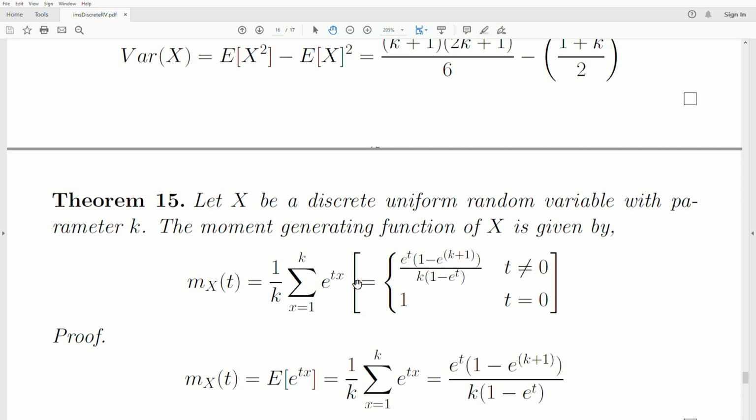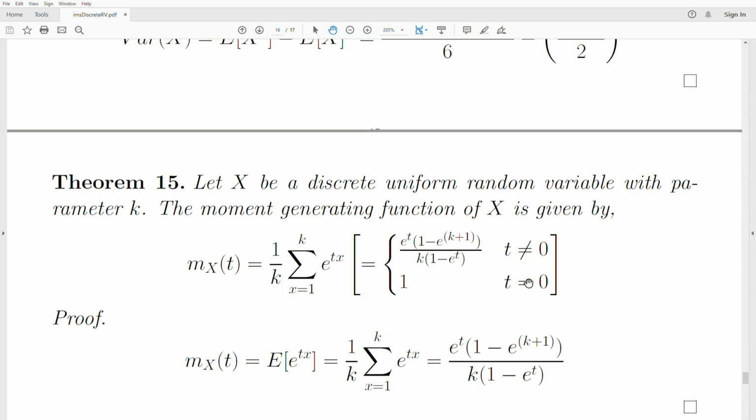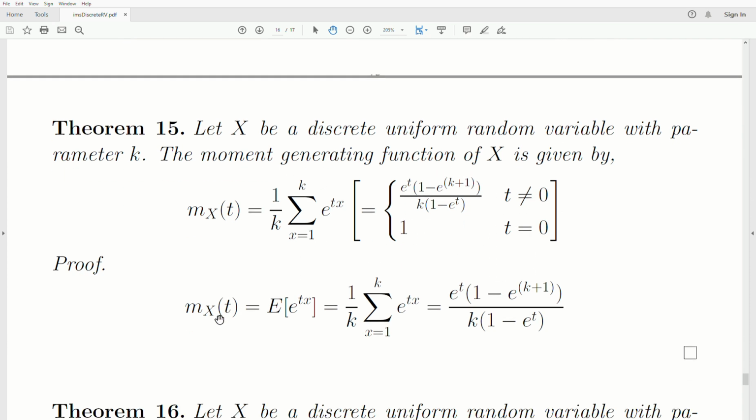But when you create this formula, you assume that this value here is not 1, which means t is not 0. And if it is, you're summing 1 k times, divided by k, you get 1. So some will treat this as the moment generating function, but it's not. It's this. So the proof is simple. The moment generating function is the expected value of e to the tx, which is this sum, right? Because the 1 over k is the density, and this is it. But then, of course, some people use the geometric series and create this formula.